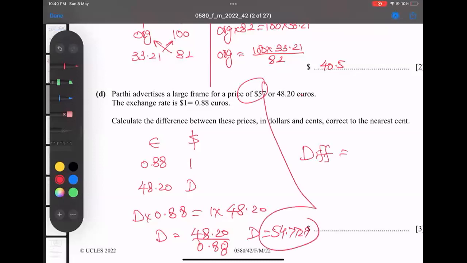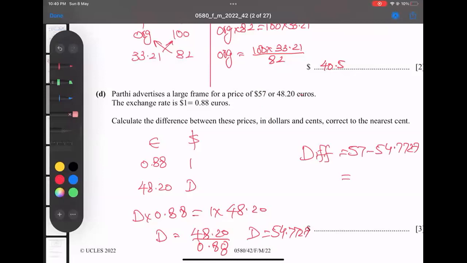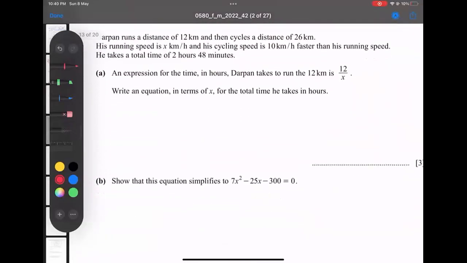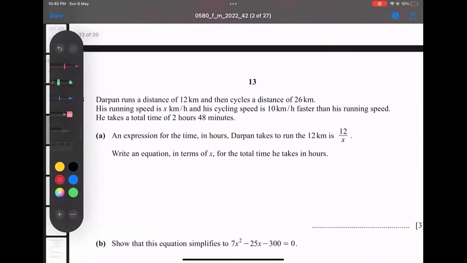So what is the difference? From 57 subtract it. So 57 minus 54.7727, and the answer comes, let me check. Yeah, 2.227. And we have to write to the nearest cent, and nearest cent means I actually need 2 decimal places. So this digit I don't want. 2.23 is our answer.